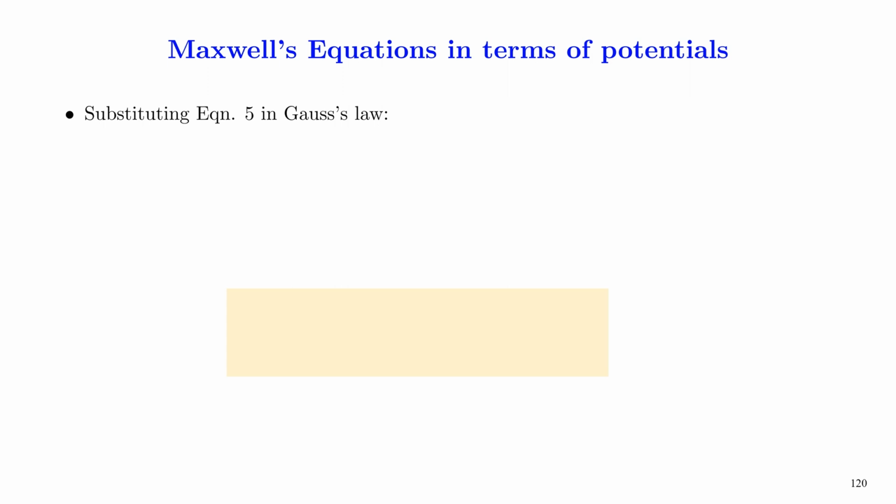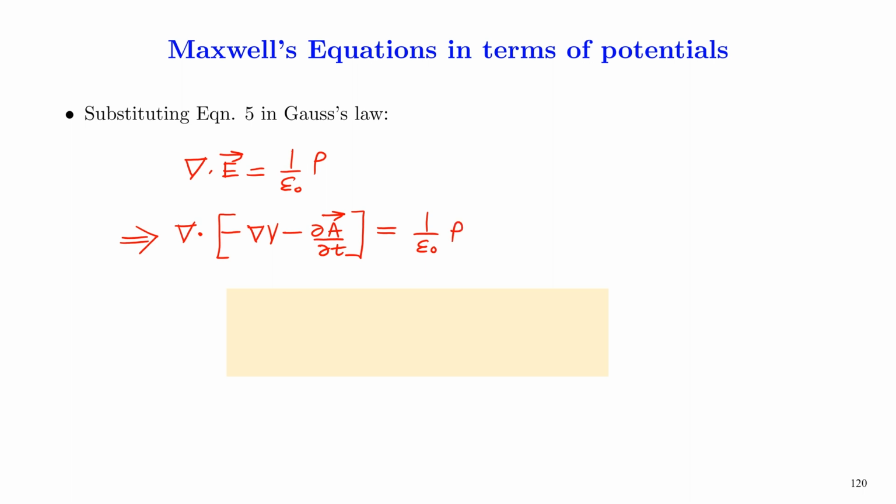Let's now try to write the Maxwell's equations in terms of the potentials. When we substitute equation number 5 in Gauss's law, we have del dot E equal to 1 over epsilon 0 times rho, and this gives us del dot negative of del V minus dou A over dou T equal to 1 over epsilon 0 times rho, and that gives us del square V plus dou over dou T del dot A equal to negative of 1 over epsilon 0 times rho.